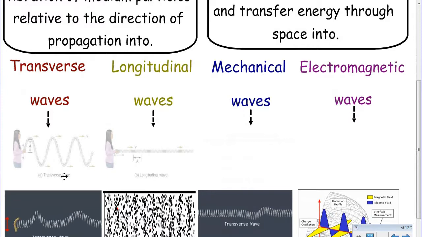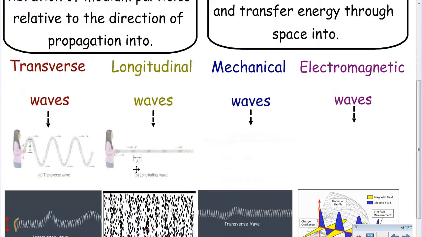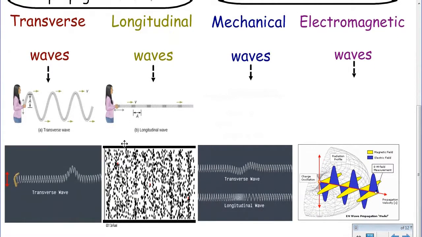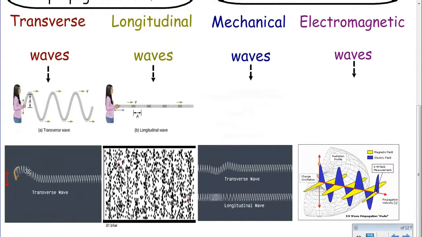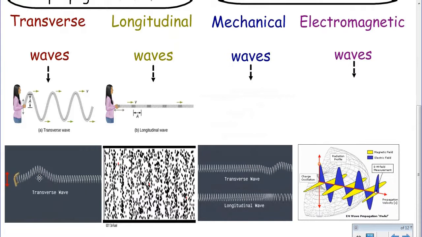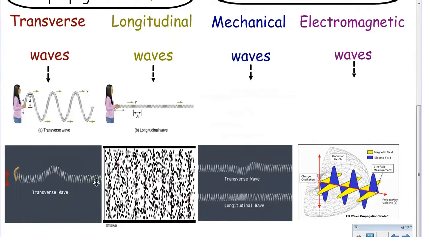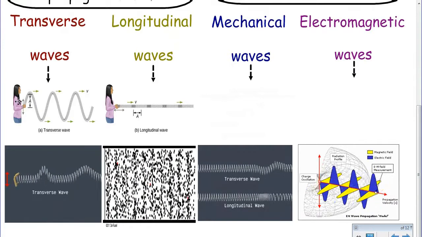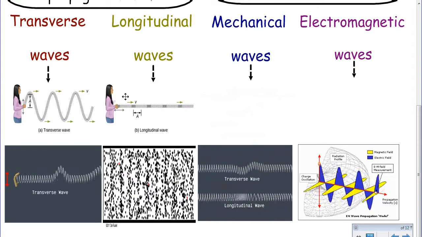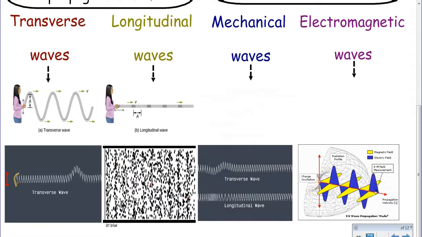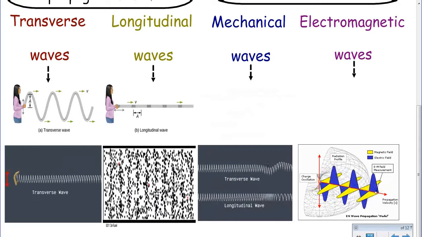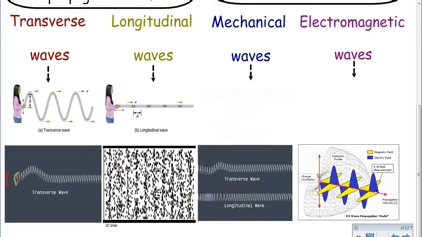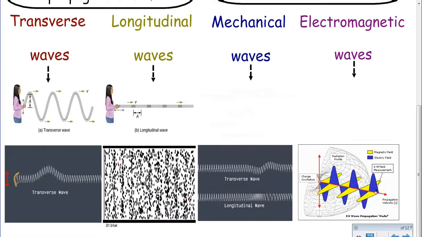Transverse wave like this, and longitudinal waves like this. If we concentrate on this figure, we will find that the direction of vibration of medium particles is perpendicular to the direction of wave propagation, and this is a property or the main characteristic of transverse waves. The second type, longitudinal waves like this, the vibration of medium particles is in the same direction of wave propagation. So this is called longitudinal waves.